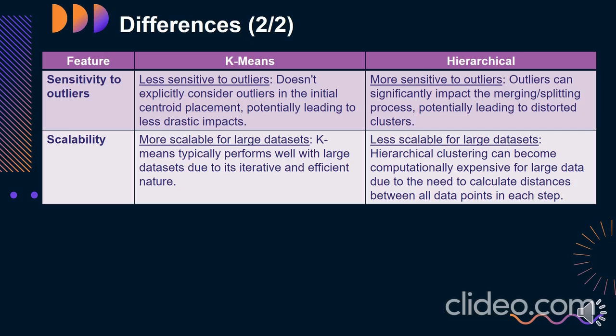Finally, k-means typically performs well with large datasets due to its iterative and efficient nature, while hierarchical clustering can become computationally expensive for large data due to the need to calculate distances between all data points in each step.